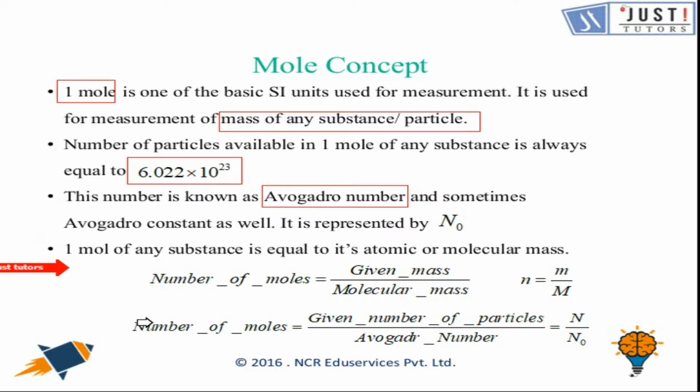1 mole of any substance is equal to its atomic or molecular mass, and when we need to find the number of moles, we can use the formula: given mass divided by molecular mass, n equals m over capital M, where capital M represents molecular mass and small m represents the given mass. And there is one more formula: given number of particles over the Avogadro number. So if particles are given, you know the Avogadro number. By using this, you can also find the number of moles.